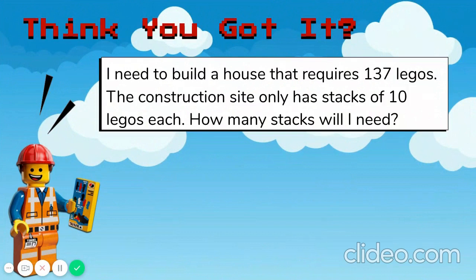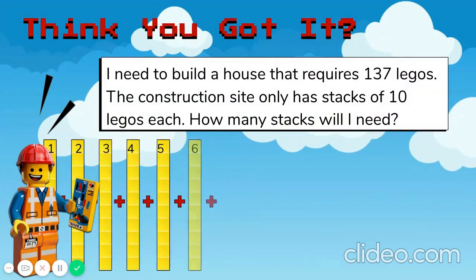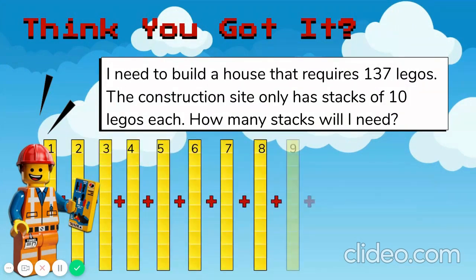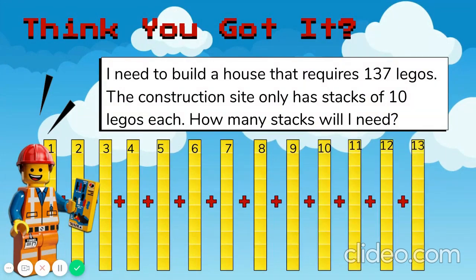I would encourage you to pause the video and see if you can figure it out, and we'll come back in just a second. Okay, so hopefully you have paused the video, and let's try to solve this. So 137 Legos divided into equal groups of 10 will be 1, 2, 3, 4, 5, 6, 7, 8, 9, 10, 11, 12, 13. Because 10 added 13 times is 130.